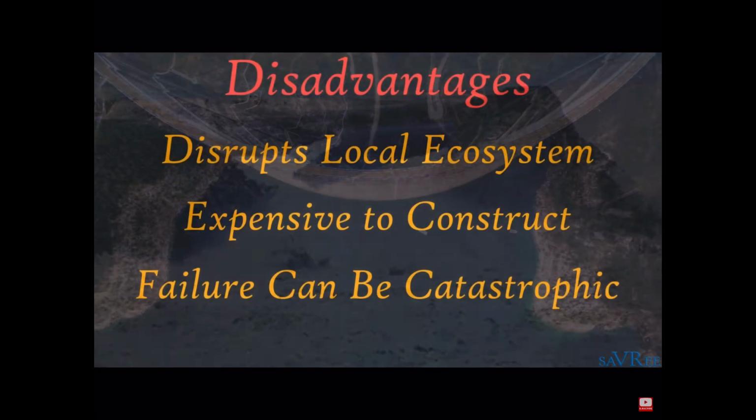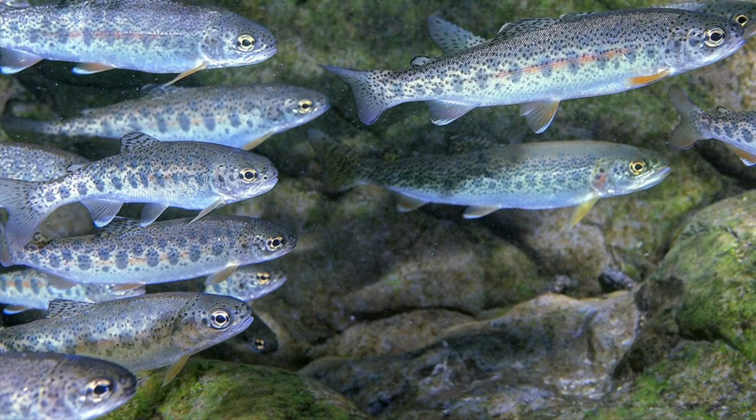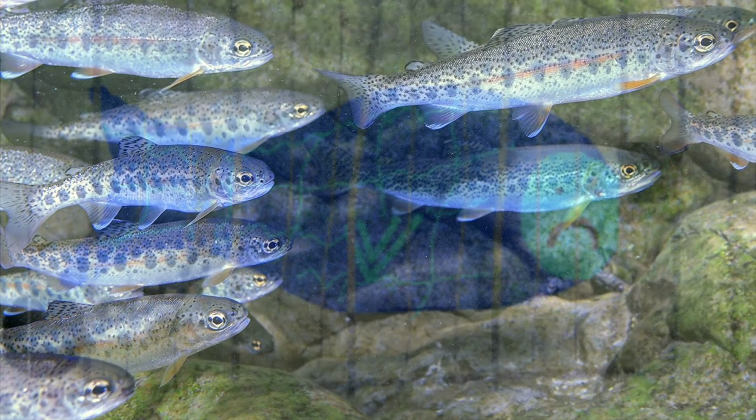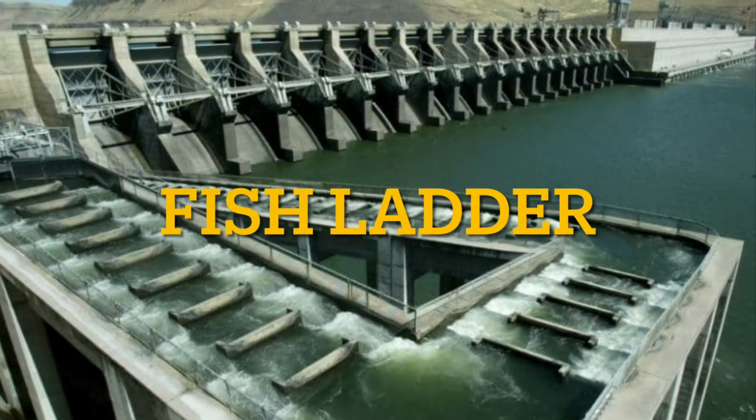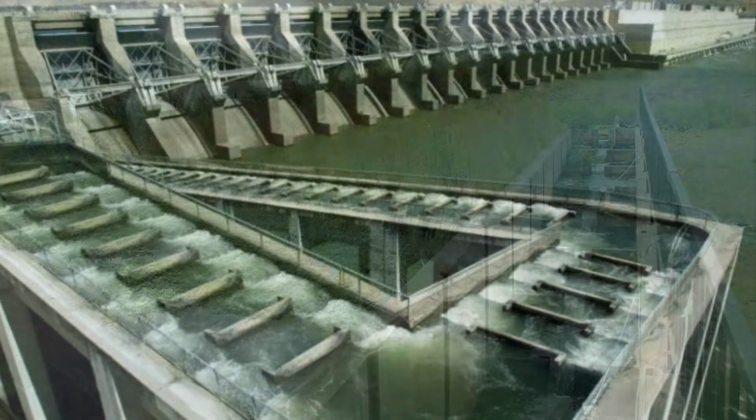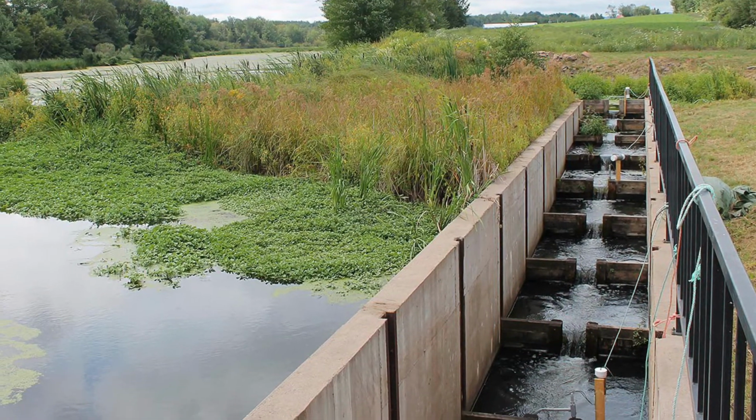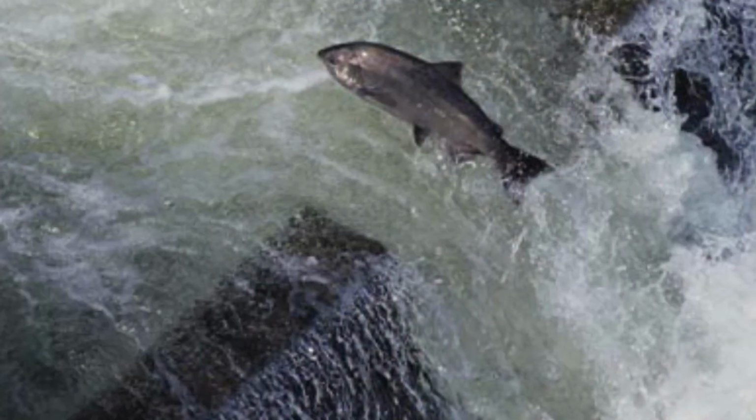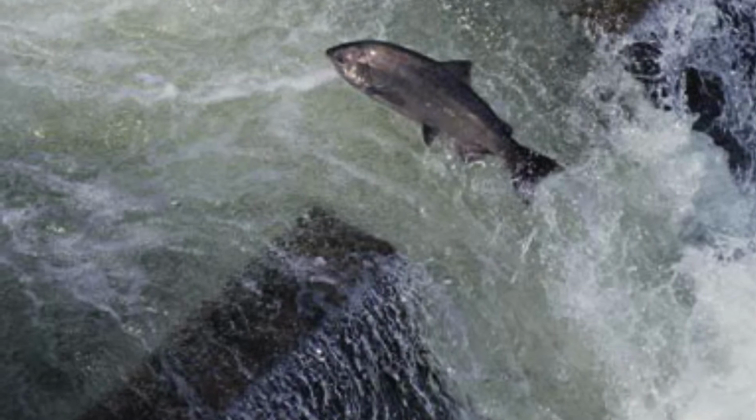Okay, the last thing is you might be wondering, what happens to the fish in the water when a dam gets built right in the middle of their home? Well, some dams include fish ladders so that fish can migrate and still get to their destination by making their way over the dam.